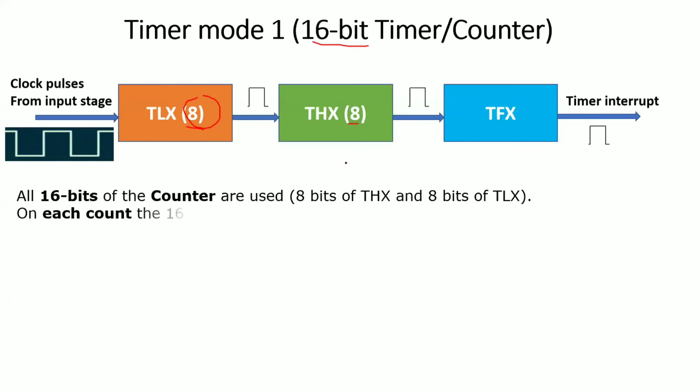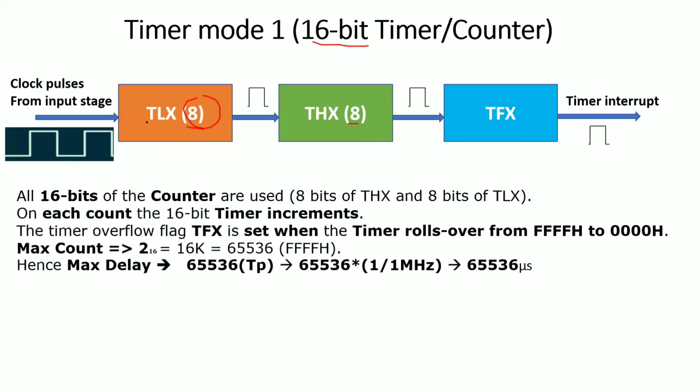That means this mode can act as a timer as well as a counter. The maximum count I can get is 65,536, and the maximum delay is 65,536 microseconds. Count and delay: delay is nothing but your microseconds. This is your timer mode 1, and it generates the maximum delay among all the other modes.